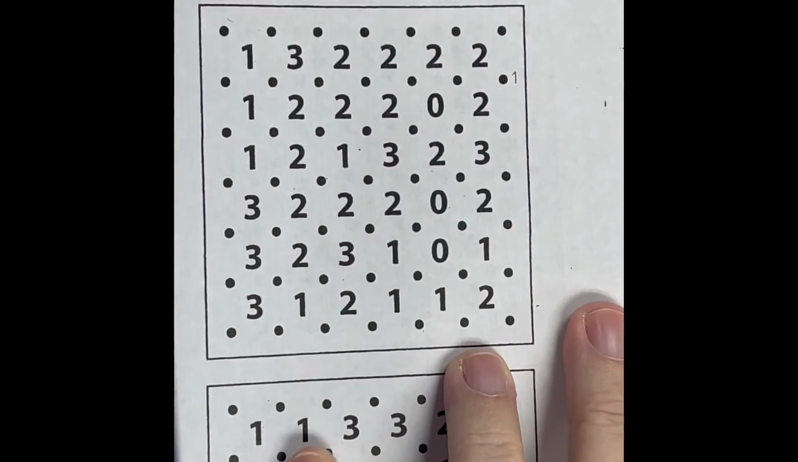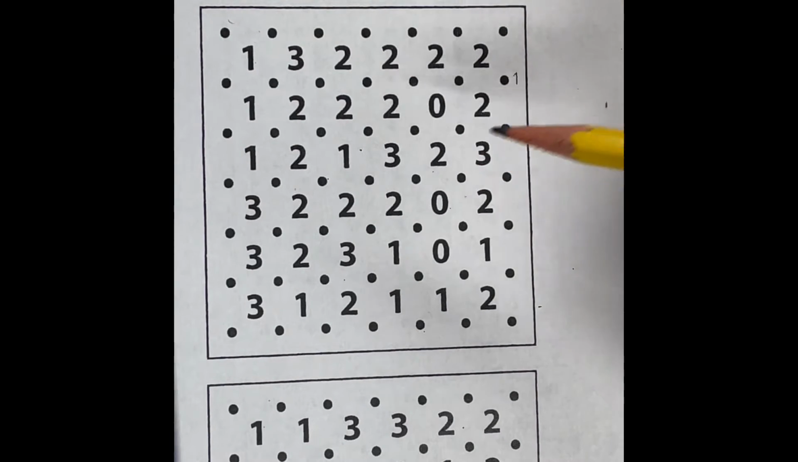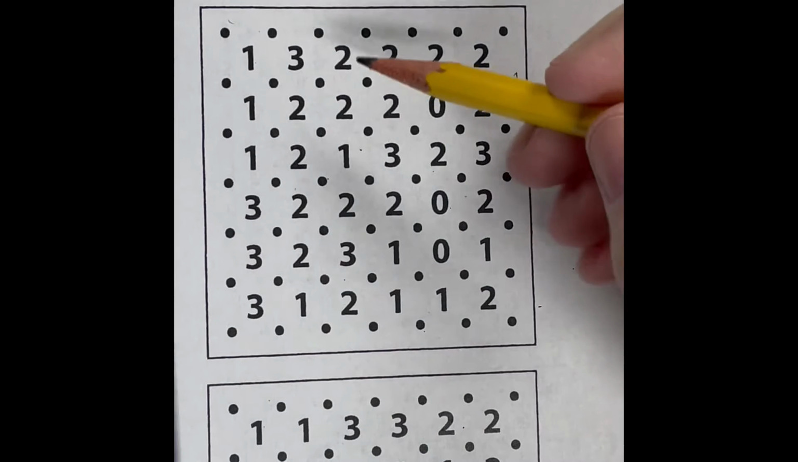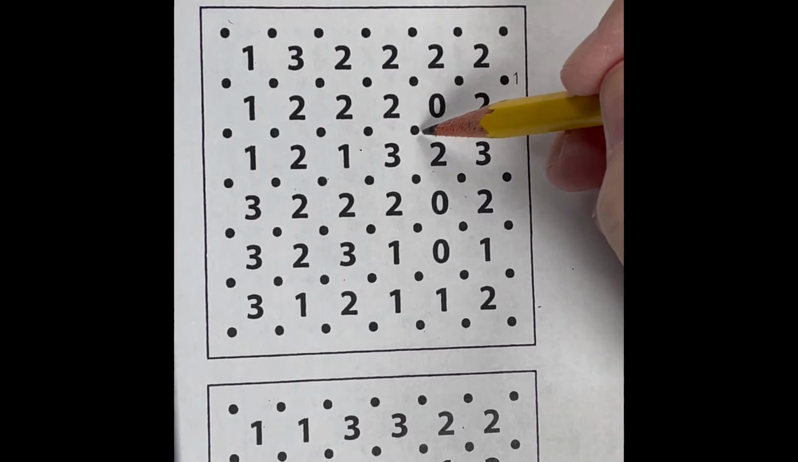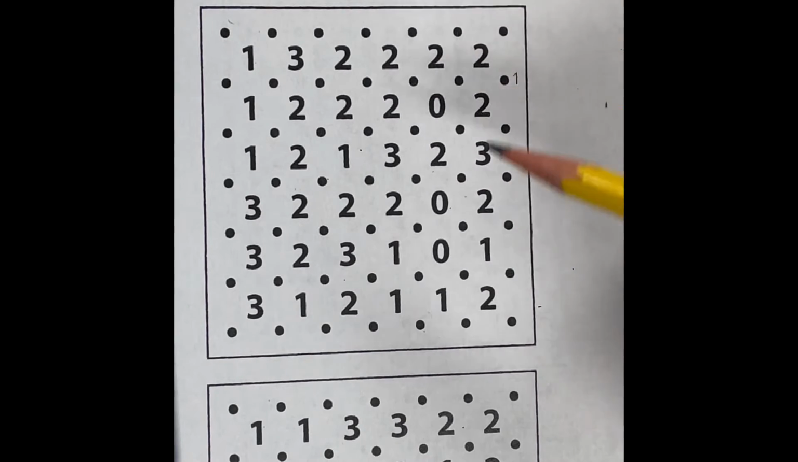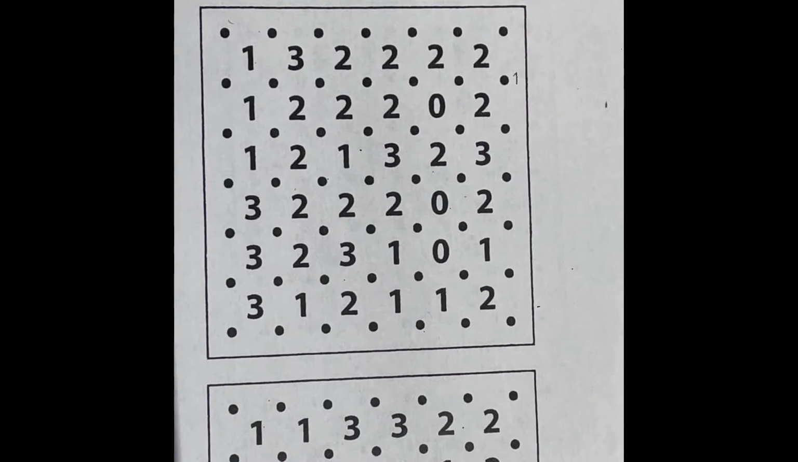Now what the numbers tell you is how many line segments can go beside that number. So with a 0, for example, you can have no lines here. So you can't draw there or there or there or there. But with a 3, you have to have 3 line segments. And with a 2, you have 2, and with a 1, you have 1.